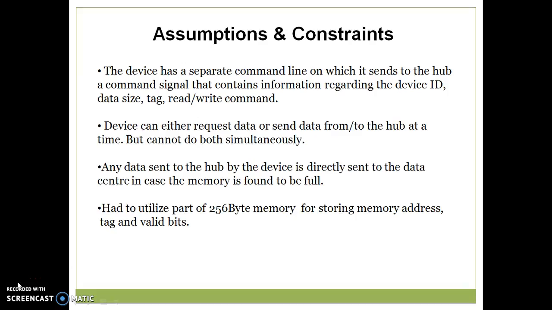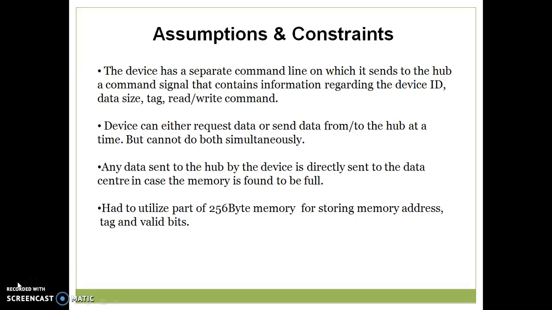The device has a separate command line on which it sends to the hub a command signal that contains information regarding the device ID, data size, tag, and read-write command. The device can either request data or send data from or to the hub at a time, but it cannot do both simultaneously. Any data sent to the hub by the device is directly sent to the data center in case the memory is found to be full.